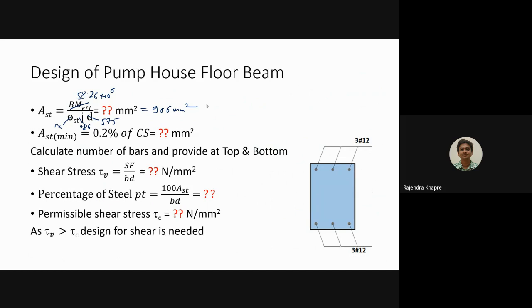Now, according to IS code, the AST minimum for beam should be 0.2% of cross section area. So we can have this. How much is the AST minimum? 276. 276. Okay. So what we can do, can we provide 3 bars of 12 mm dia bars? How much is the cross section area? Someone please check. Is it greater than 906?